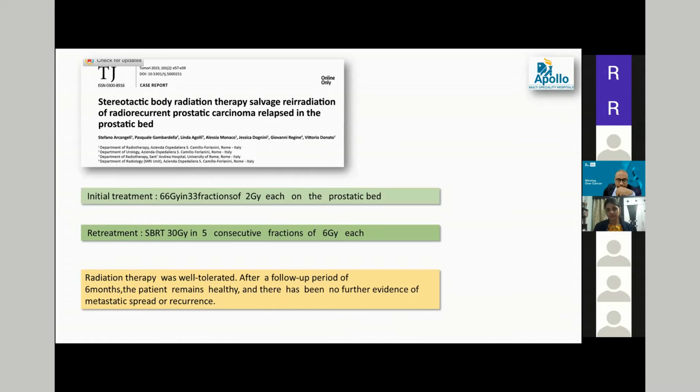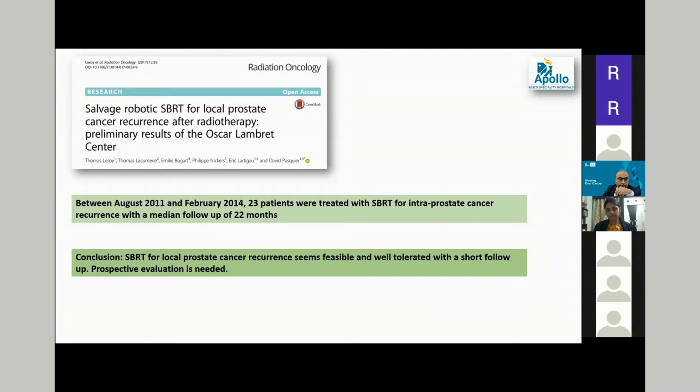This is one patient's data who was treated initially with 66 gray in 33 fractions, and retreatment was done with 30 gray in 5 fractions, on consecutive days, 6 gray each. He concluded that radiation therapy was well tolerated. After a follow-up period of 6 months, the patient remains healthy, and there has been no further evidence of metastasis, spread, or recurrence.